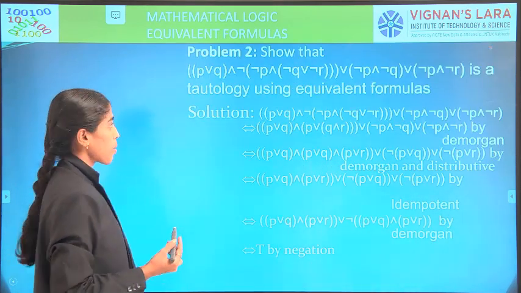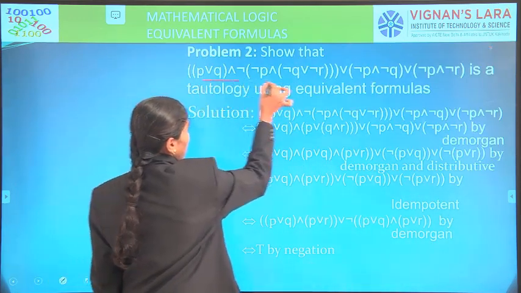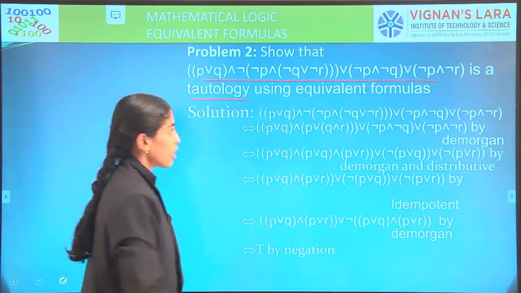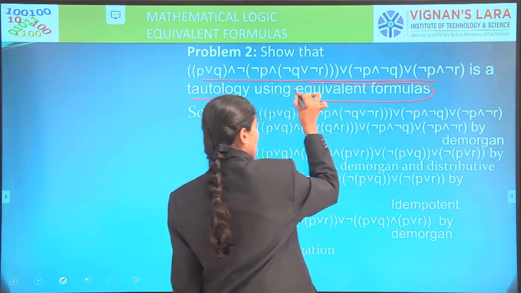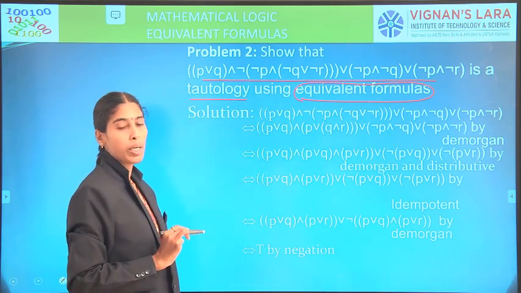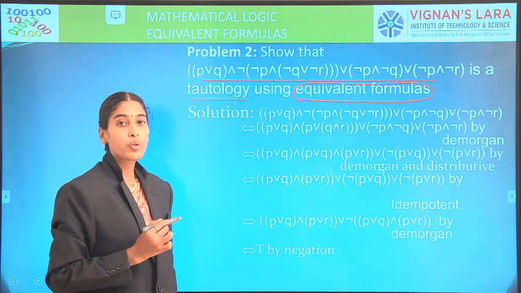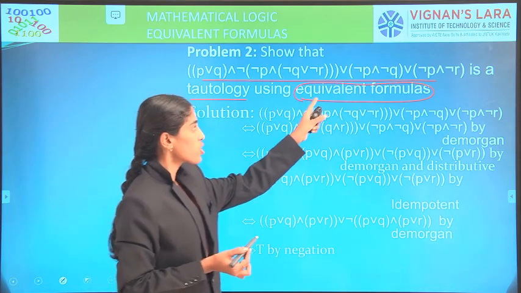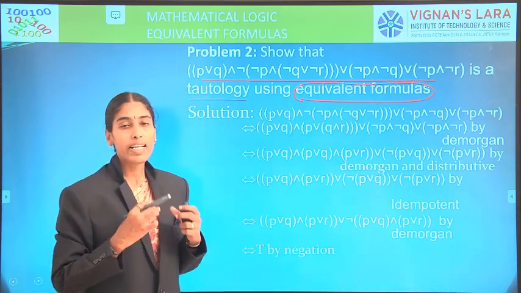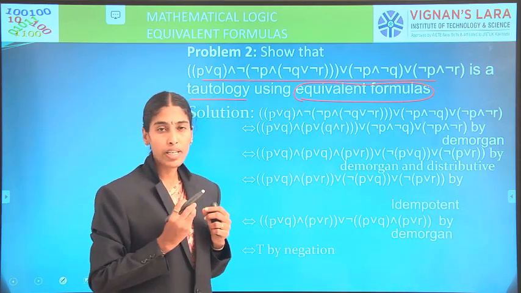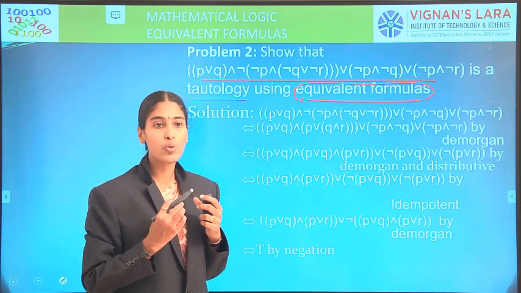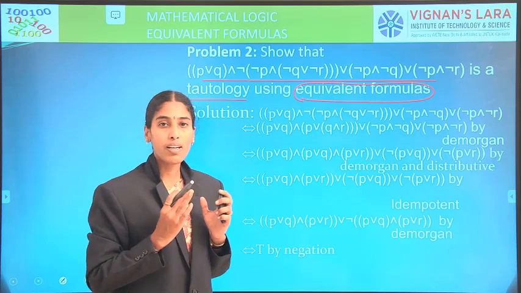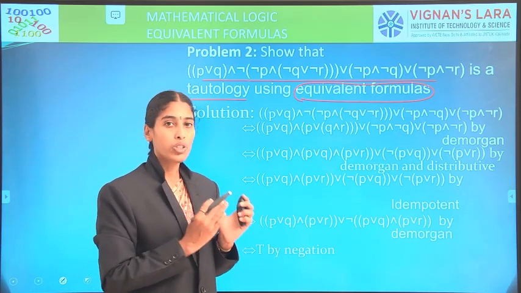Now coming to the next sum. Given a proposition, we need to prove that it is a tautology using equivalent formulas. In the last class, we solved the same type of problem using the truth table, which is the easiest procedure. Here we need to solve the problem using equivalent formulas. From the examination point of view, if the paper asks to use equivalent formulas, then you go with this procedure. Otherwise, it is better to apply the truth table procedure.